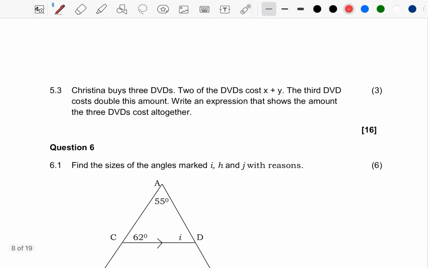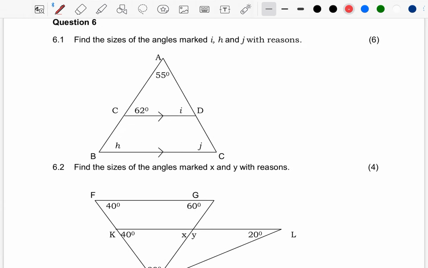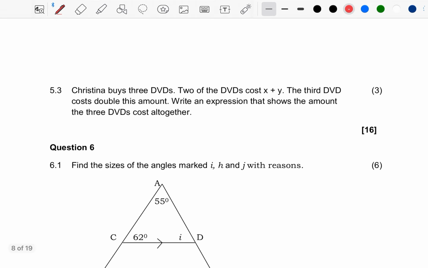However, I'm going to go to my most interesting question of the day, 5.3.1. So what you're doing here, you're writing math equations from words, and then you solve, which is very interesting. So let's read. Christina buys 3 DVDs. This is a very old paper, as you can tell. They talk about DVDs. Okay, so 2 of the DVDs cost x plus y.